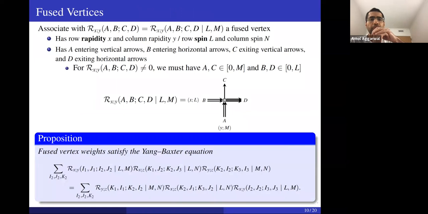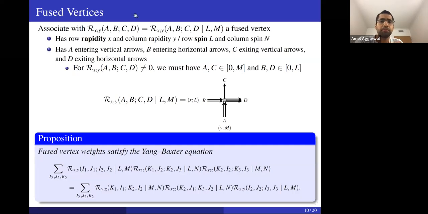So I can associate now this Rxy of ABCD, which also depends on these two parameters L and M now, the size of the rectangle that I'm compressing. I can view this as a vertex that will have row rapidity parameter x and column rapidity parameter y. I'll also say that it has row spin L and column spin M. So the spin L is the number of columns I'm compressing, and M is the number of rows that I'm compressing. So in particular, it has 4 parameters now: X, Y, L, and M. It also has Q. So I guess maybe 5.